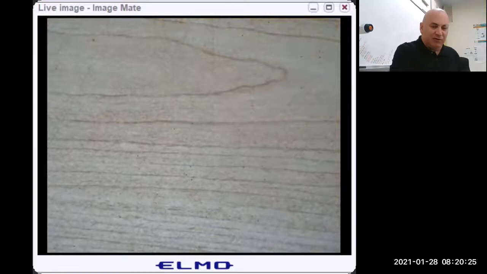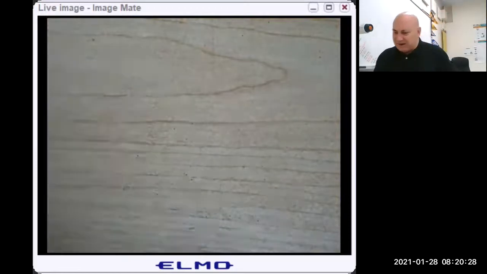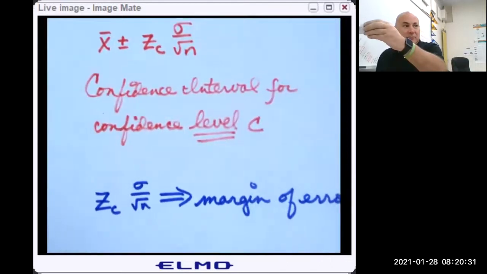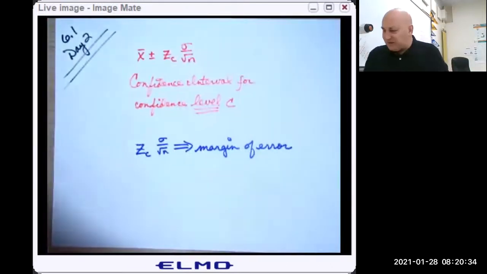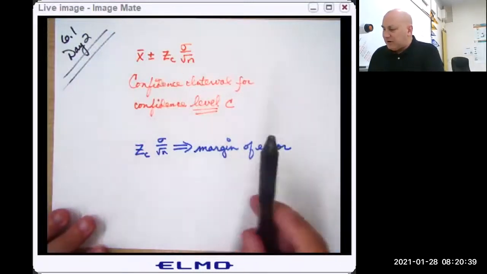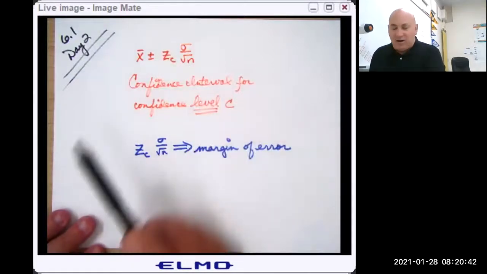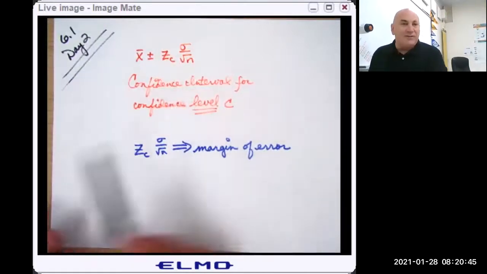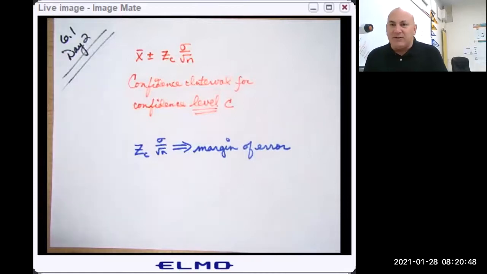So what we're trying to do now is estimate mu. What is mu? Based on our sample, mu is going to be between some low number, X bar minus your margin of error, and some high number, X bar plus your margin of error. That's why we write it like this: X bar minus your margin of error, X bar plus your margin of error. And that Z critical, we call it, is based on your confidence level C. How many standard deviations do you want?